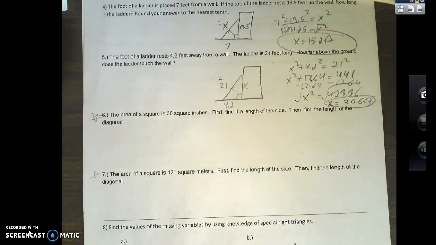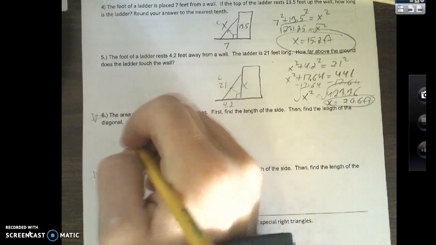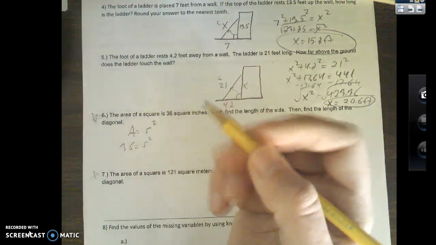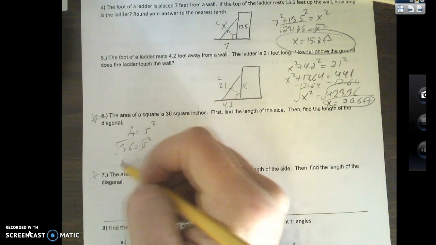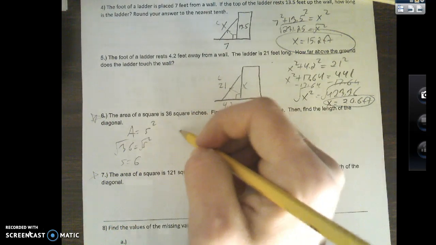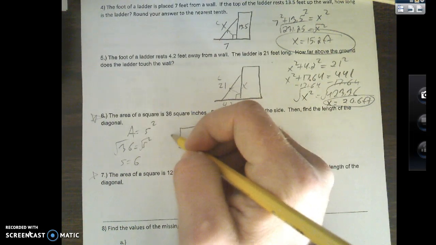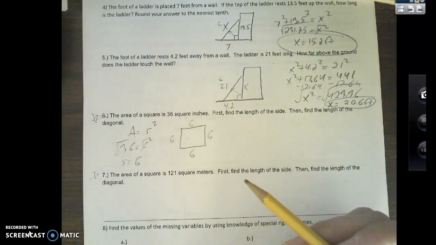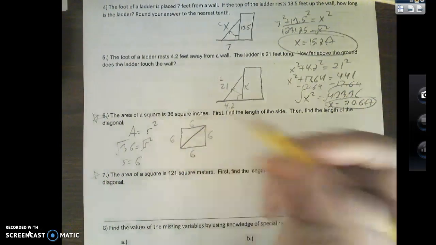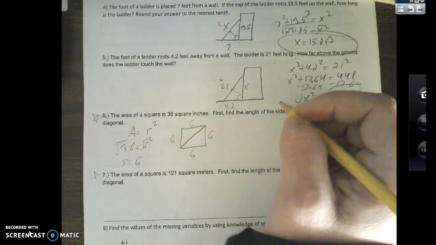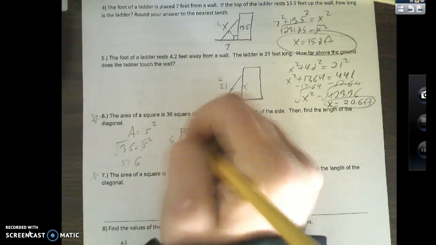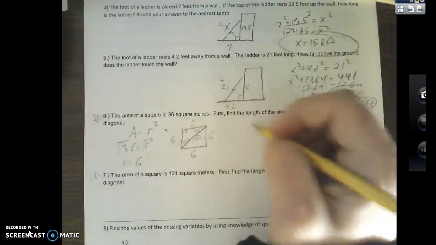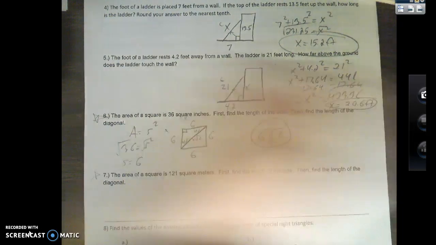The area of a square is 36 square inches. Well, guys, the area is equal to s squared. So if they're telling you this is 36 and you're trying to find what the side length is, square root the area. The square root of 36 is 6. So what that means is this is going to be 6, 6, all the way around to 6. Find the length of this side. We've got that. Then find the length of the diagonal. Well, we can just do Pythagorean theorem here, or, since we know this is a 45, 45, 90 triangle, x root 2: 6 root 2.